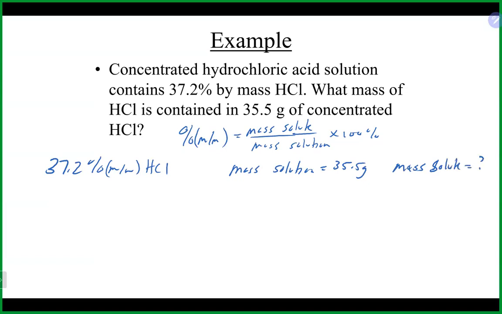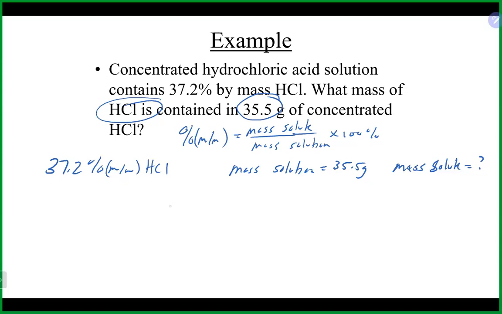In this case, how do I know we're looking for the mass of the solute? Once again, we are looking for how much HCl there is, and remember that the solute's name is what we're asked about. So if we're looking for how much HCl there is, that should be the mass of the solute. That's also why I know this 35.5 grams is my solution. Otherwise, that would be really just the mass of the HCl by itself.